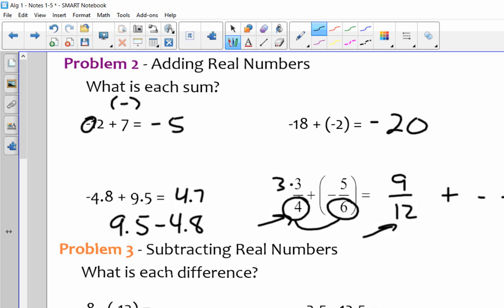Okay. I look at the other one. What did I have to do to the 6 to make it a 12? I had to multiply it by 2.